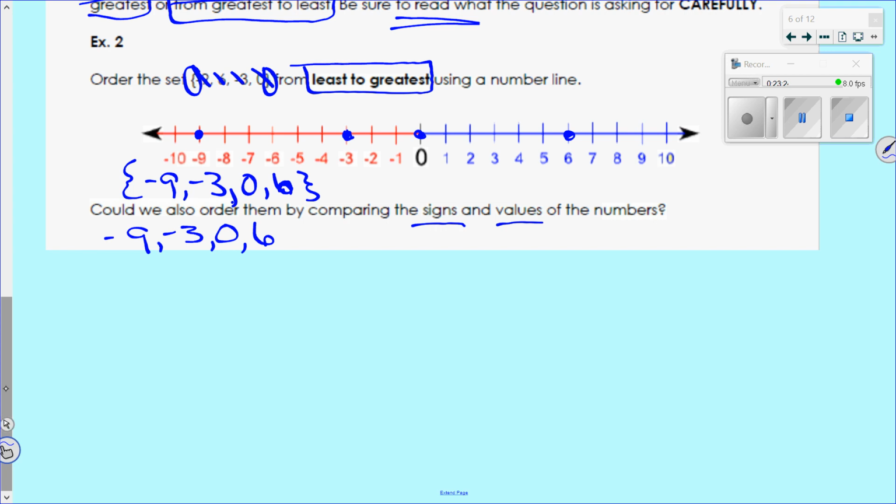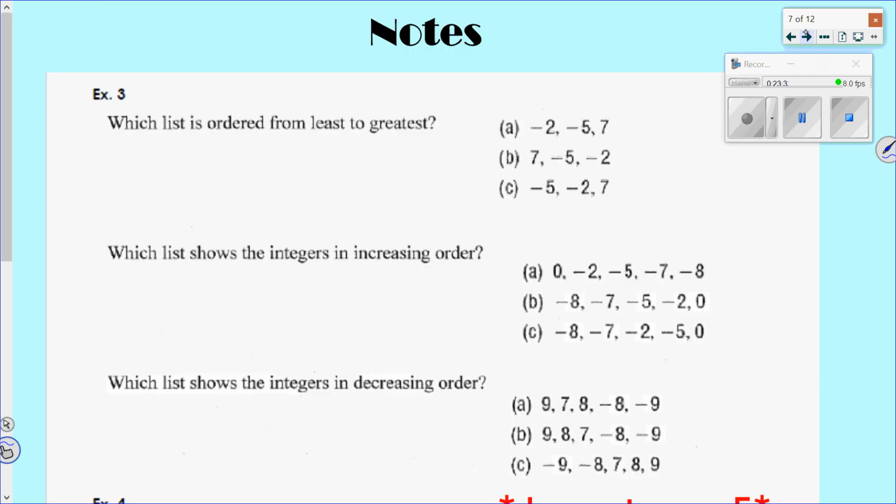No, you can do it without. You can just use the signs and the values to do it. Make sense? Awesome. Go ahead and turn the page.